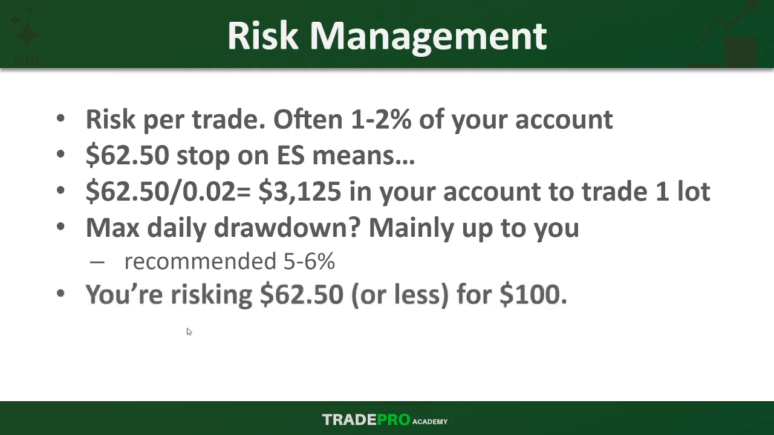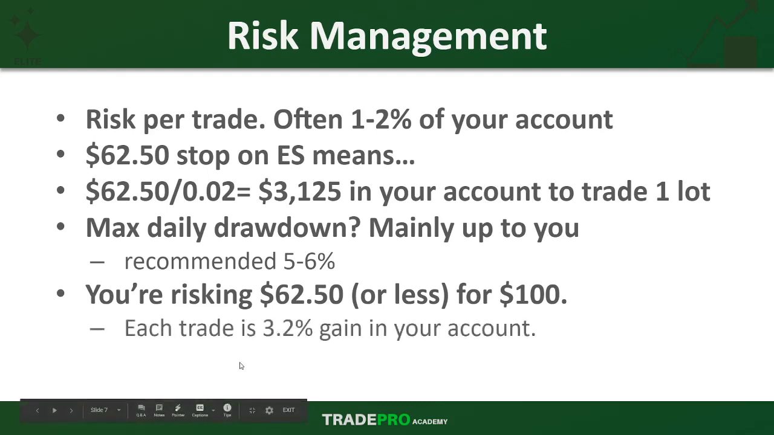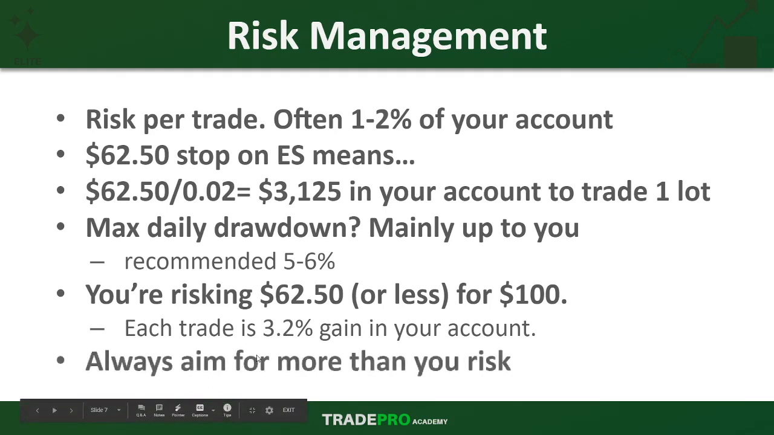So if you're risking $62.50, so 5 ticks, a full stop on the ES or less, depending on your scratches, your brackets, even maybe more, for $100, right? Each trade would be a $100 gain on a one lot. Each trade is a 3.2% gain in your account. So what I'm doing is outweighing the gain potential versus my stop potential. Now, you always want to aim for more than you risk. It doesn't make any sense if you're risking a lot more and you're making these little incremental gains. That's not consistent and that doesn't allow longevity in your trading career and your account.